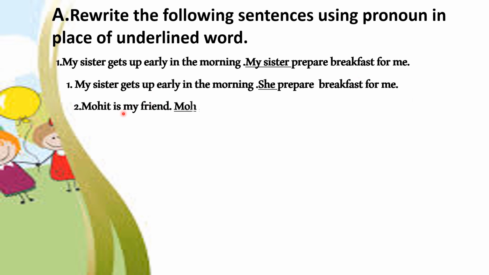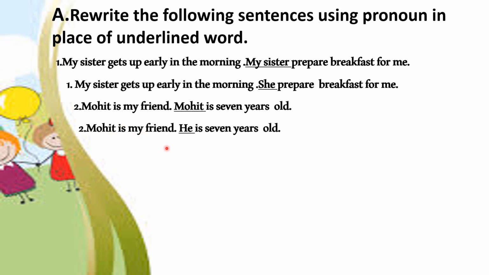Second one. Mohit is my friend. Mohit is 7 years old. We have to replace Mohit with a pronoun. Look at the answer. Mohit is my friend. He is 7 years old. We have replaced Mohit with he.